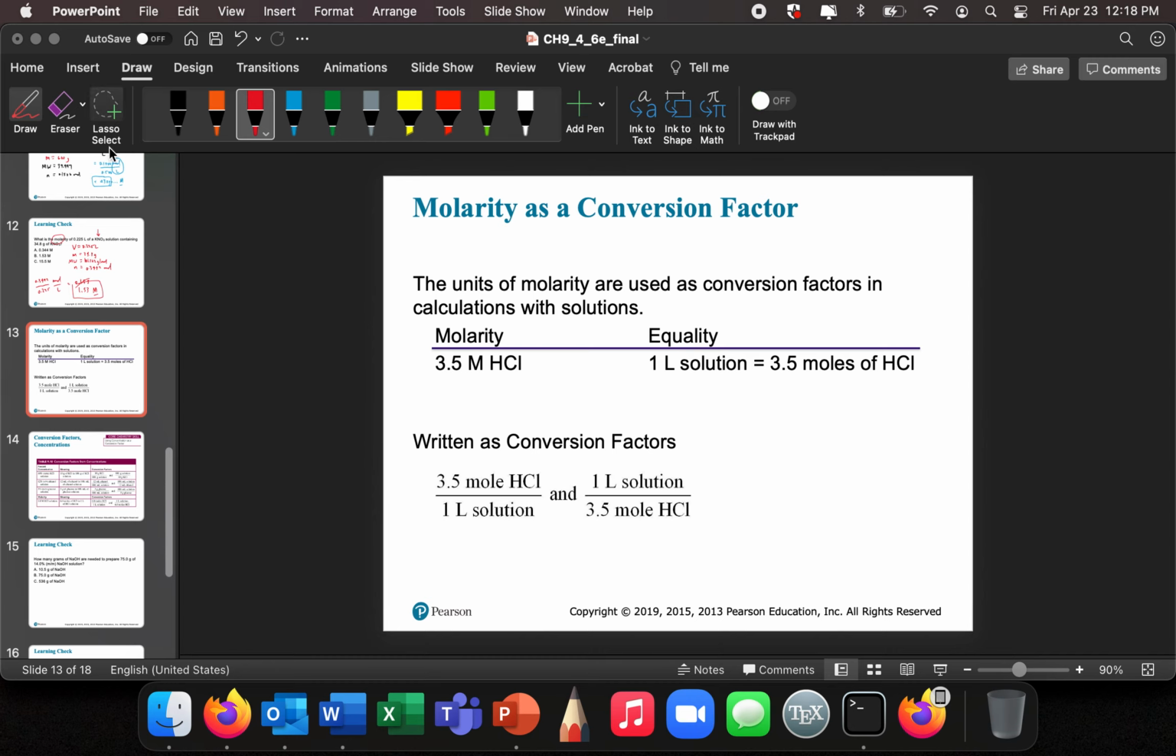Picking back up where we left off with the previous conversation, we were introducing molarity, and now I just want to use molarity as a conversion factor. We're going to take a few minutes to do this, and that's why I wanted to give it a separate video. So molarity is a conversion factor.